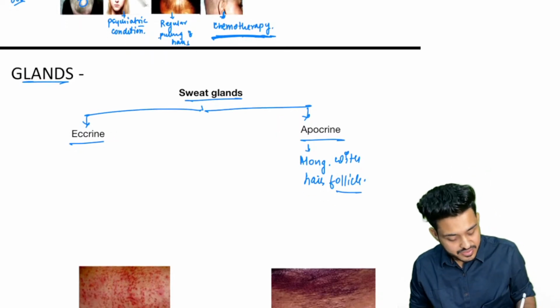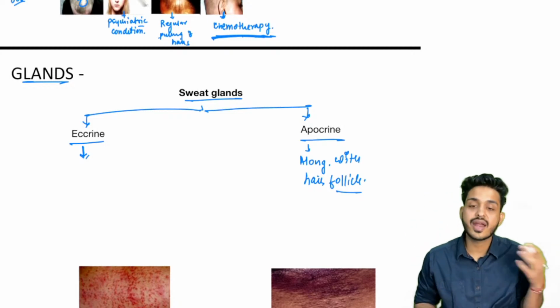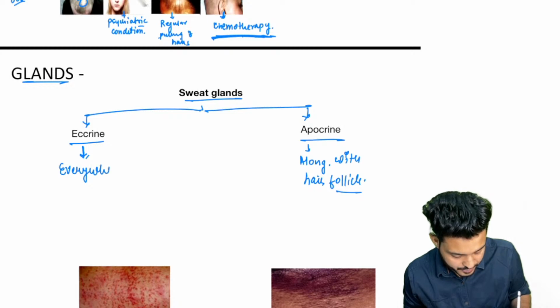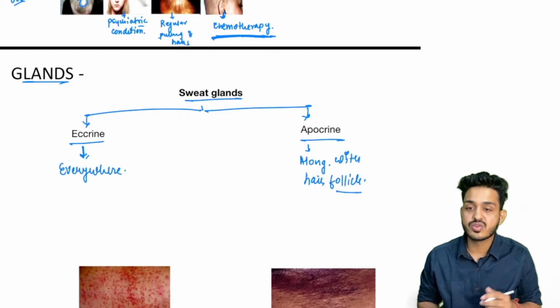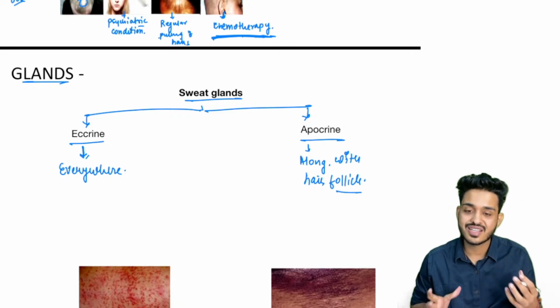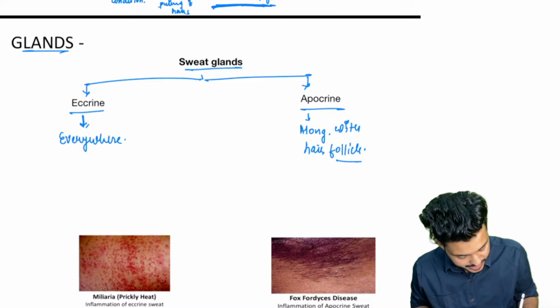This one would be eccrine. Eccrine would be E for everywhere. So eccrine would be present everywhere. First tell me, sweat glands are present maximum in which part of the body? Where are sweat glands the most? Right, so tell me, till then we are studying.